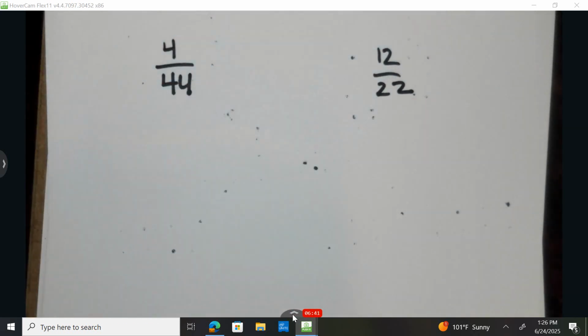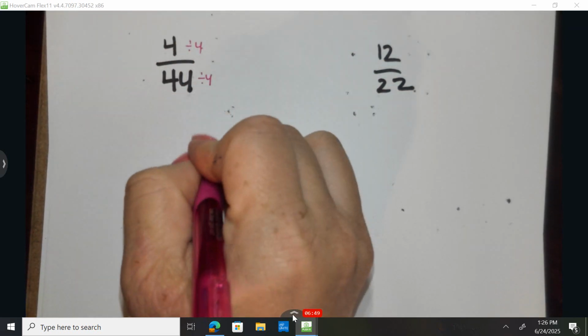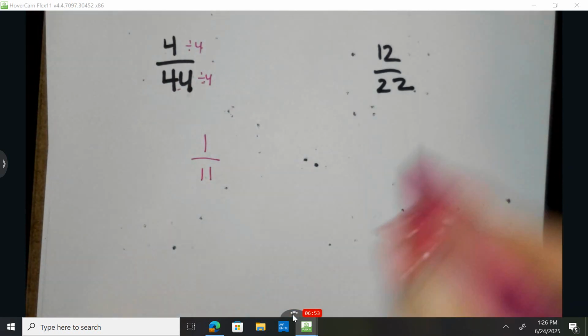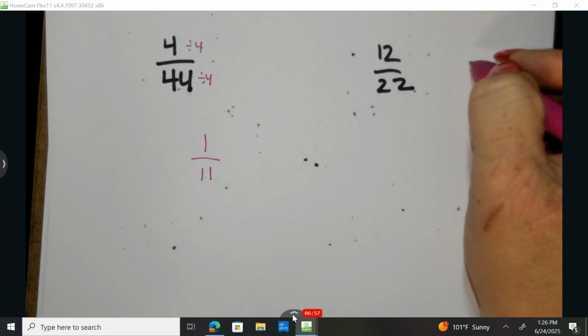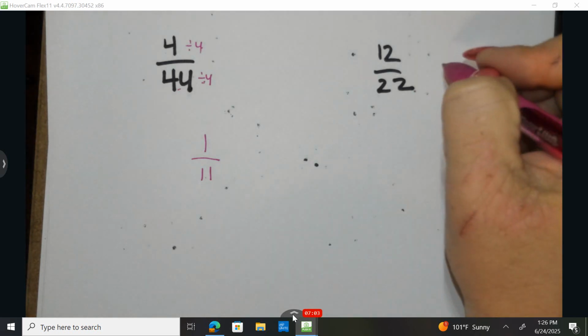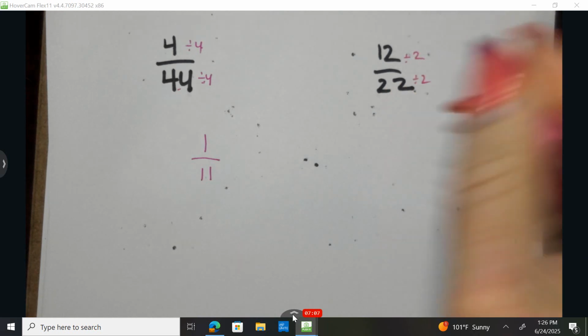All right, so to save time, I know the GCF of 4 and 44 is 4. So I'm going to divide by 4 and divide by 4. 4 divided by 4 is 1. 44 divided by 4 is 11. Okay, over here, if you weren't sure, I know that the GCF of 12 and 22 is 2, but if not, I could write down all the factors of 12 and 22, and the largest number in both lists would be 2. Divide by 2, divide by 2.